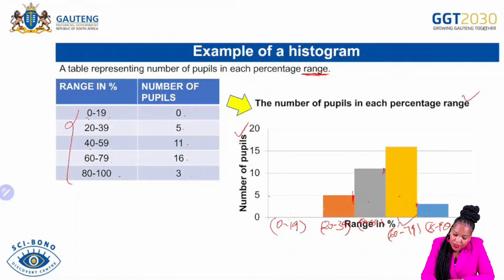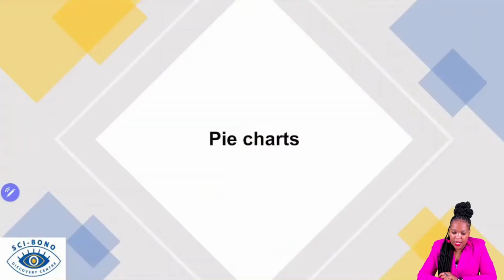However, the width of the bars must still be the same. Please don't draw a thick one, a thin one, and a thick one again. So you still have those things that we look out for when we mark a graph. However, the only difference is going to be the bars being close to one another because our data was given in a range. Then pie charts.